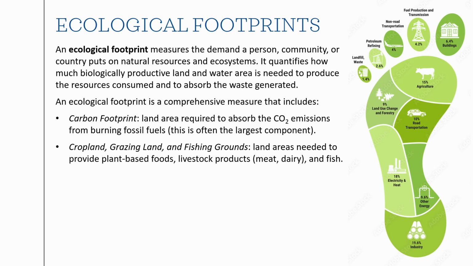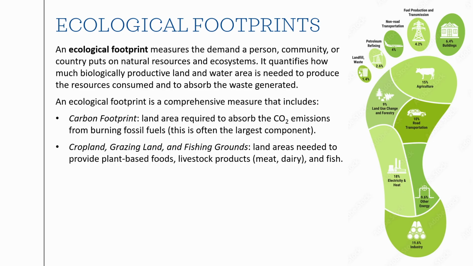The second component is known as the cropland, grazing, and fishing grounds. This is the amount of area needed to provide you food, whether it be vegetables, meat, or fish. As you study this and learn more, you'll learn that this is why we try to advocate for a more plant-based diet, because it uses up less land.